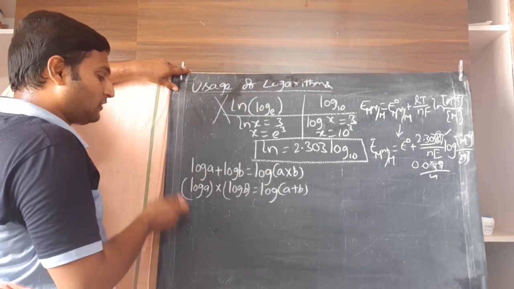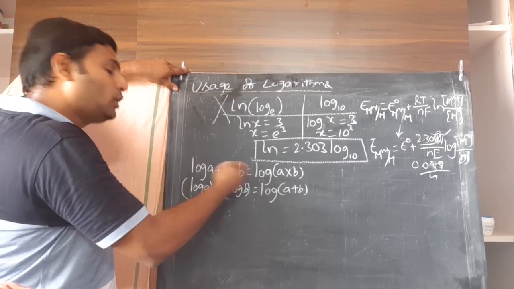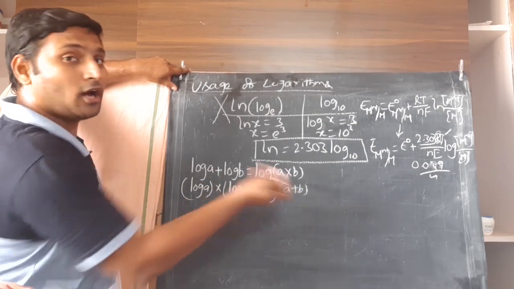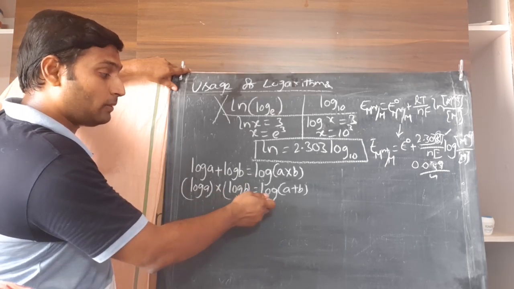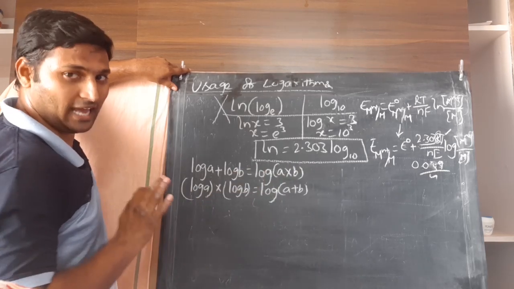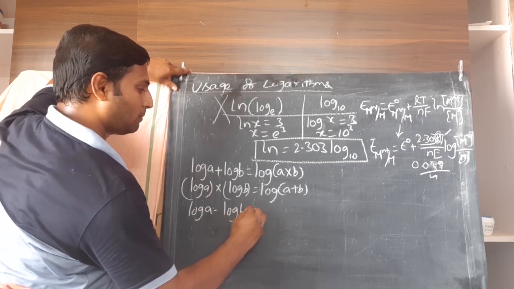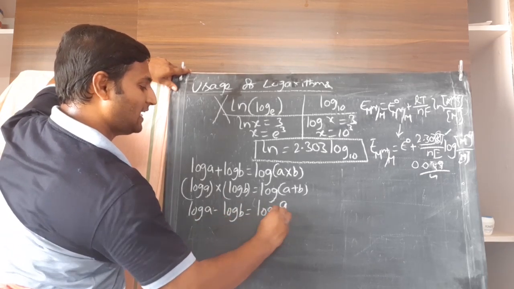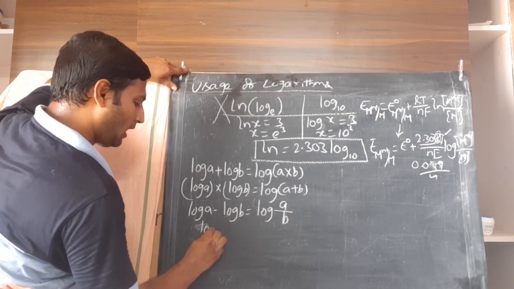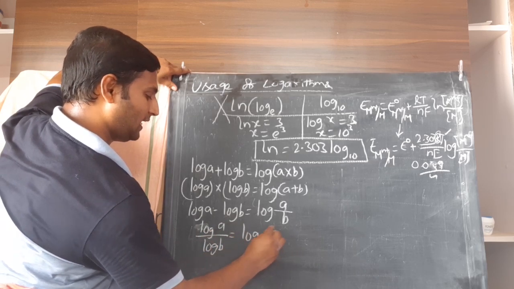Similarly, say for example, you have log 3 into log 4. Log 3 into log 4 will be equal to log 7, because log of A plus B, so 3 plus 4, 7. Likewise, similarly, log A minus log B is equal to log of A by B. At the same time, log A by log B is equal to log of A minus B.